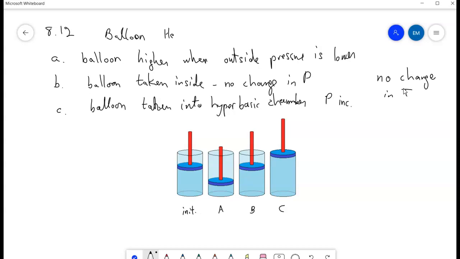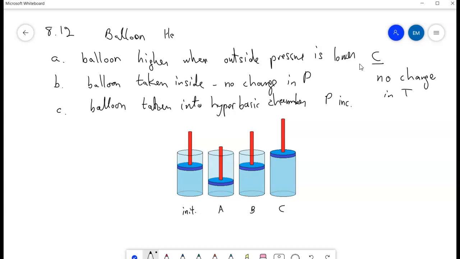Well, to me, the wording on this is a little bit tricky. So the balloon is higher when the outside pressure is lower. Well, if the outside pressure is lower, that means that the balloon is going to expand. If pressure is lower, the volume is higher. So that looks like C. So we're guessing that is going to be C.